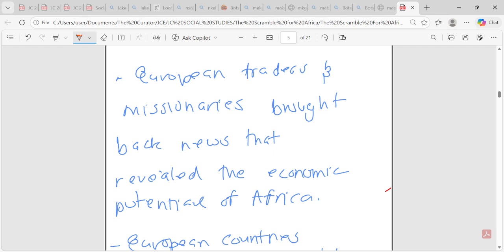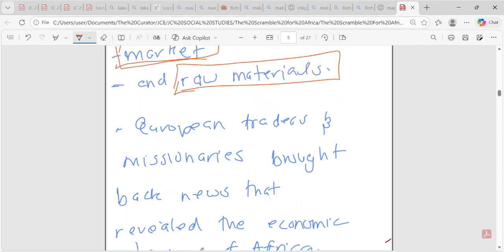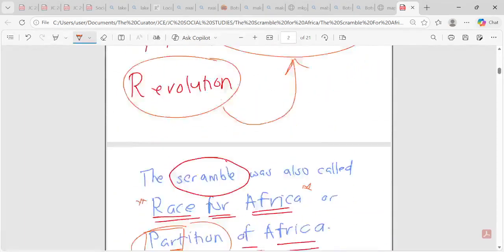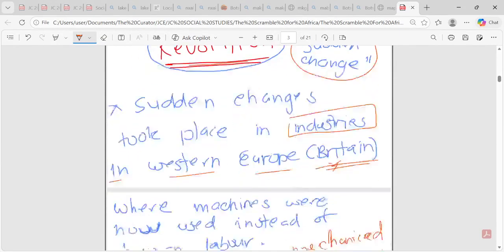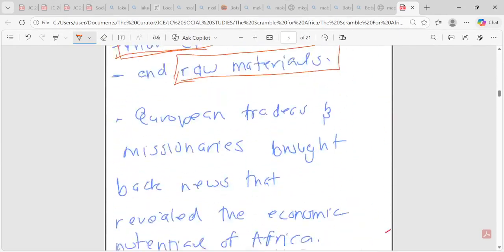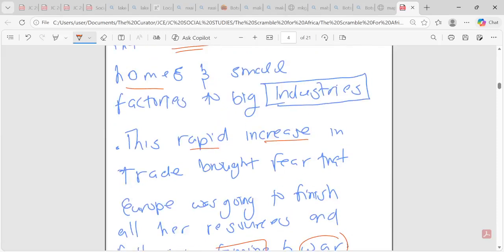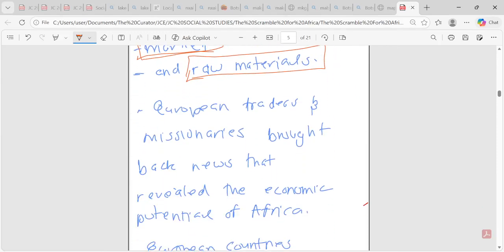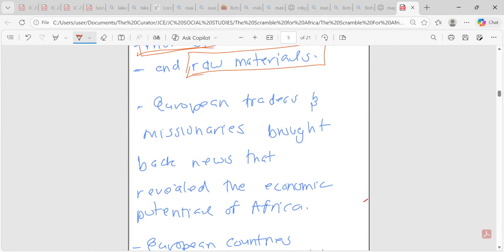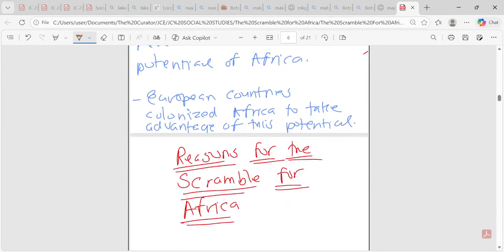So European traders and missionaries brought back news that revealed the economic potential of Africa. There was a real problem brewing in Europe caused by the Industrial Revolution, a real fear, a real anxiety, and so the missionaries brought back solutions. So check out Africa. Africa has all this economic potential. So European countries colonized Africa to take advantage of this potential.